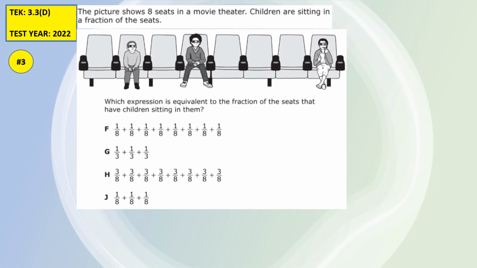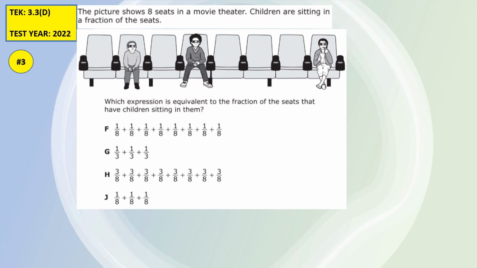Number 3 says, the picture shows 8 seats in a movie theater. Children are sitting in a fraction of the seats. Which expression is equivalent to the fraction of the seats that have children sitting in them? The word equivalent means equal. So that's the same thing as saying which expression is equal to the fraction of the seats that have children sitting in them.